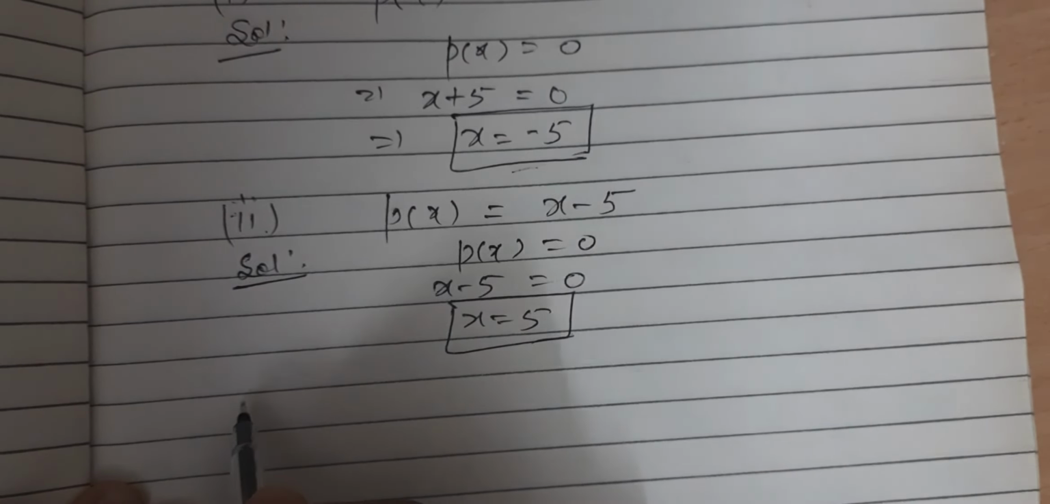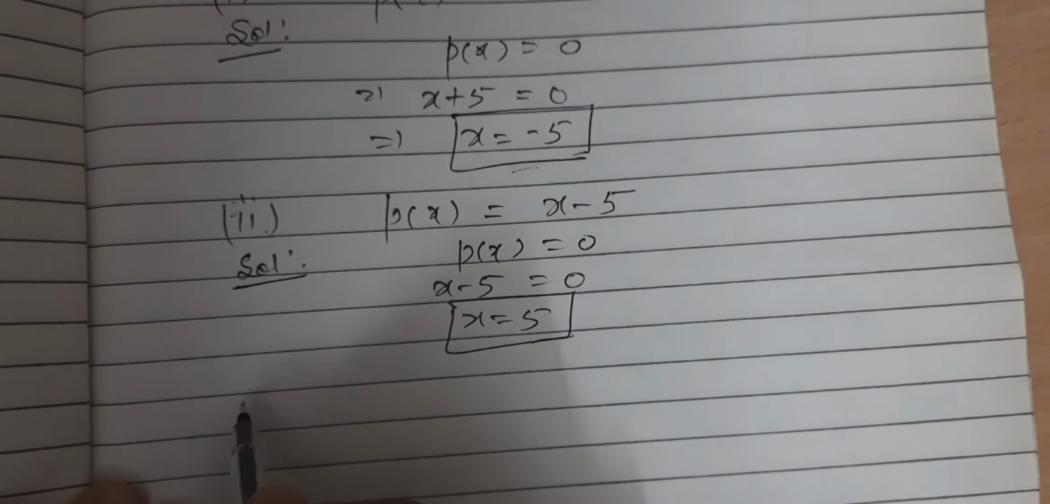So here again 7 questions are given. 2 questions I have done. Third is p of x equals to 2x plus 5. This is for homework. Here you will get x equals to minus 5 by 2. Fourth one is p of x equals to 3x minus 2. This is again for homework. So here you will get x equals to 2 by 3. I am also writing the answers. So you just check whether you are getting the correct answer or not.